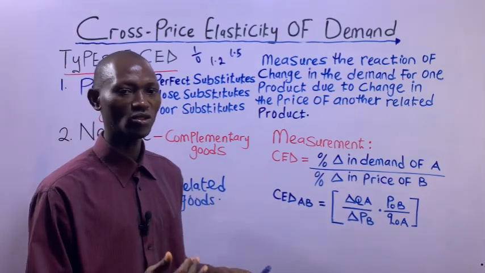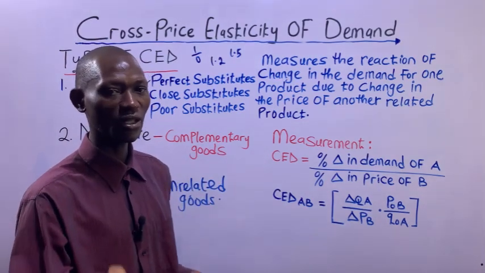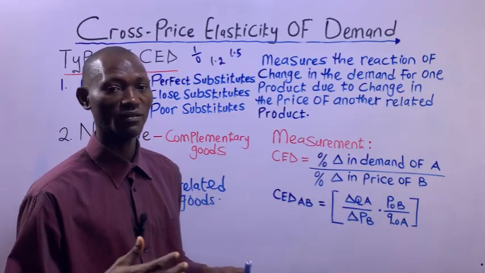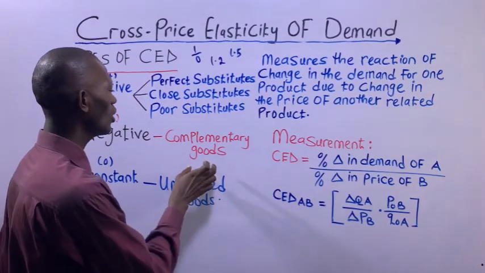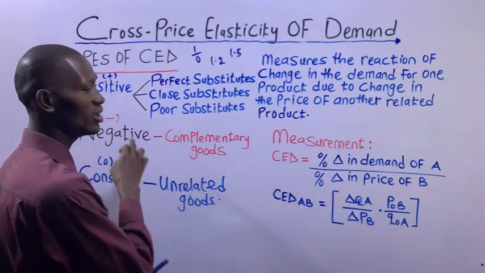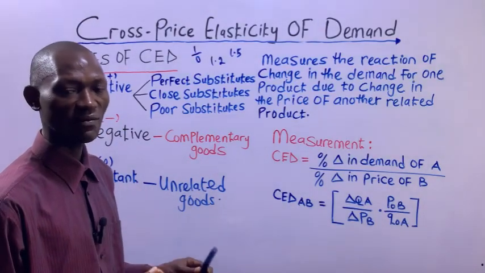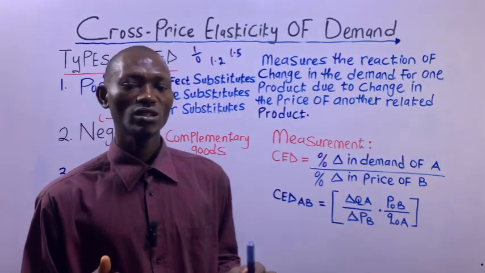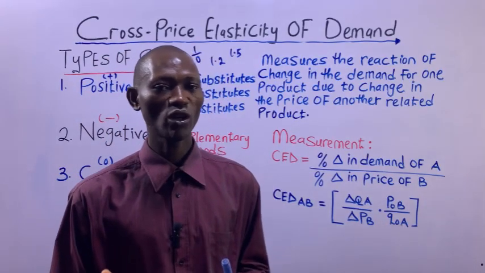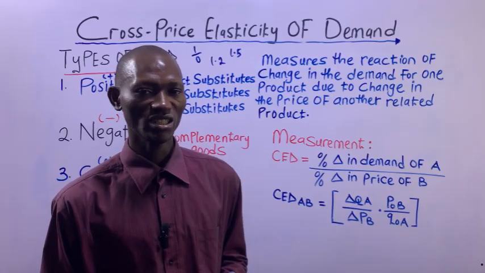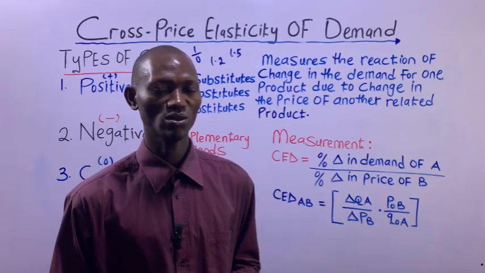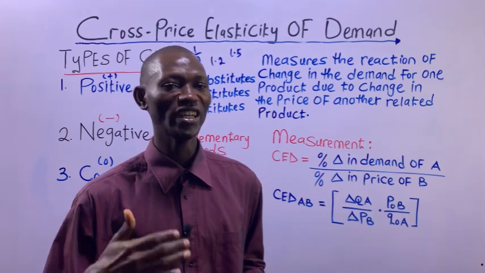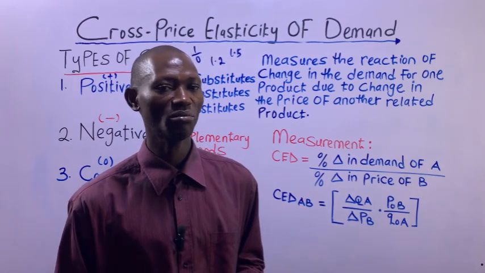So when you buy one, you need to buy the other, because the other will complete the usage of the first product which you have purchased. Complementary goods have a negative relationship or inverse relationship. And by that we mean an increase in the price of one will lead to a decrease in the demand for another complementary good, and a decrease in the price of one complementary good will lead to an increase in the demand for another.